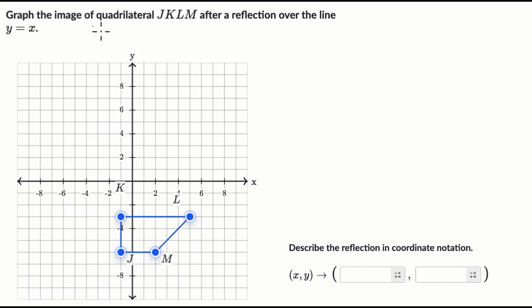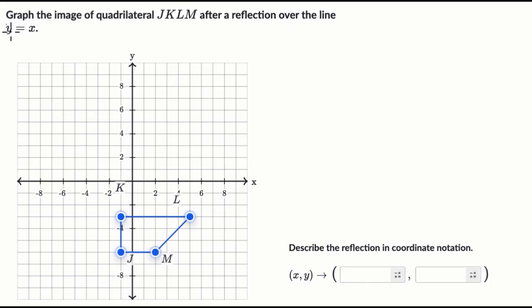We're told to graph the image of quadrilateral JKLM after a reflection over the line y equals x. And then later we want to describe the reflection in coordinate notation. So pause this video, give this a try, and then we'll do this together. Okay, now let's work on this together.